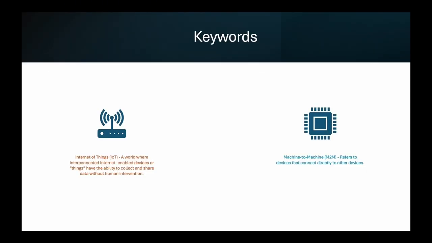Keywords are the following: IoT, Internet of Things, and machine to machine. Let's start with IoT. IoT is a world where interconnected Internet-enabled devices or things have the ability to collect and share data without human intervention. An example of IoT is when you control your AC or any electronic device using your smartphone instead of manually controlling it. And machine-to-machine refers to a device that connects directly to other devices.